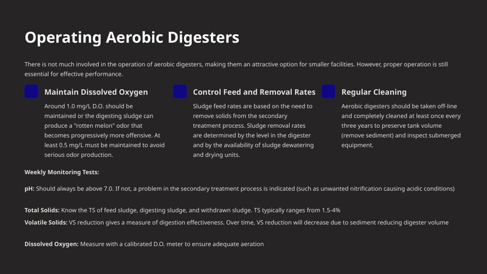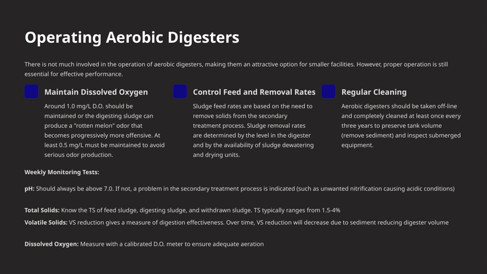Volatile solids reduction is another key indicator. It tells you how effective your digestion process is. Keep in mind, over time, the VS reduction may decrease because sediment can reduce the digester's volume, so tracking this helps you gauge performance. Finally, always measure dissolved oxygen with a calibrated DO meter.